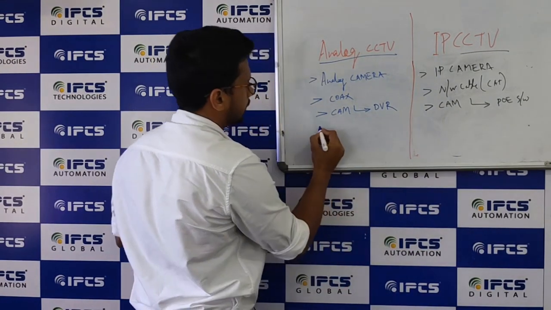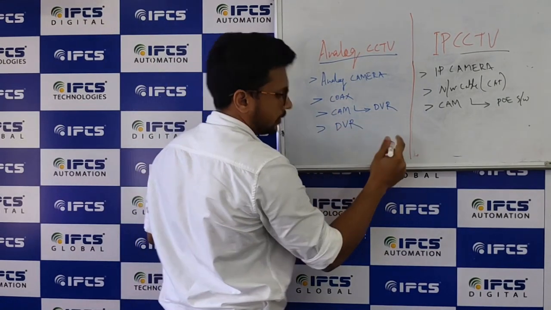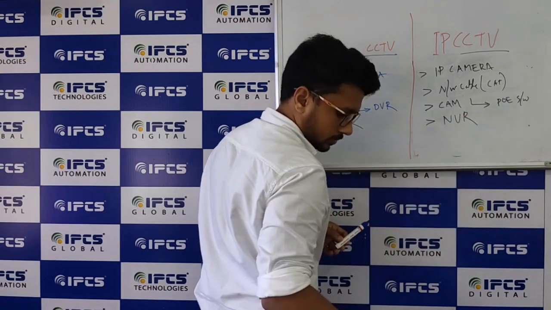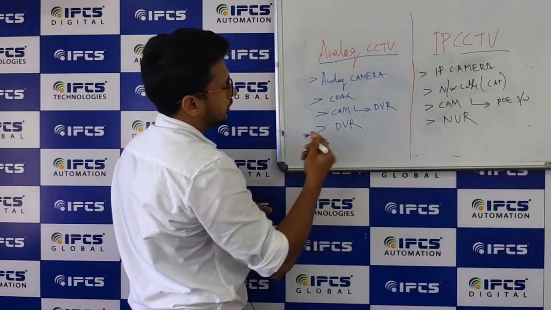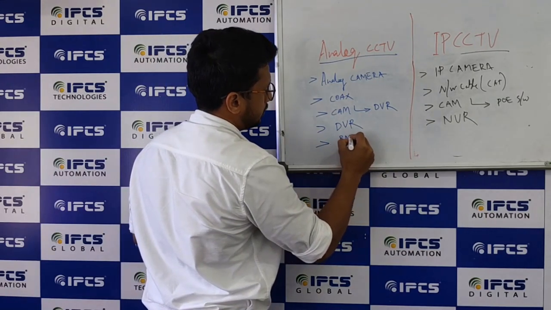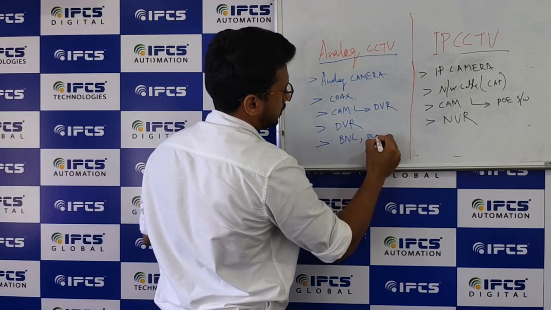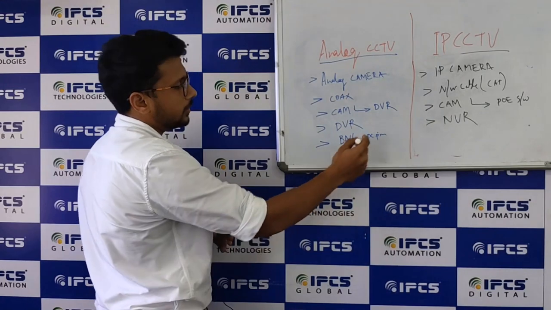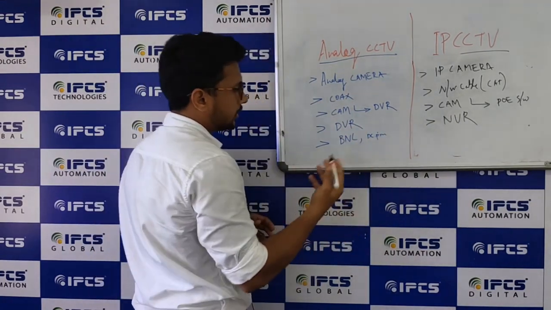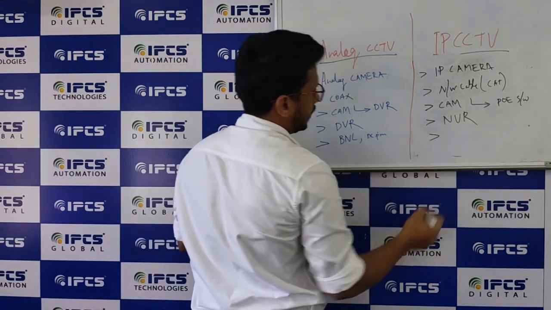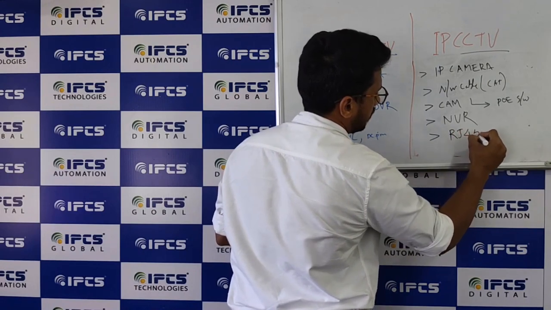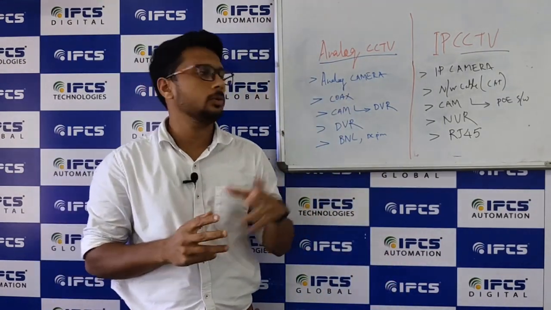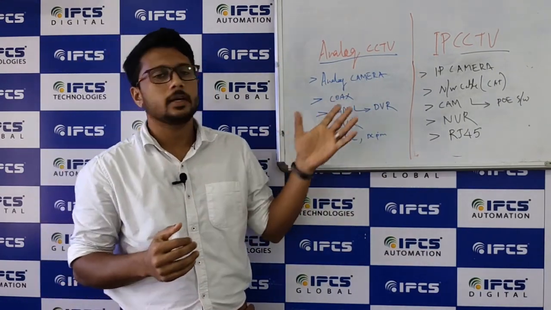Now, here DVRs are used, digital video recorder. Here NVRs are used, network video recorder. Also, here we use BNC connectors and DC pins. Here we need both. You need to power up the camera by means of the DC pin, and the video signals are terminated by means of BNC. Here instead we use an RJ45 plug. Totally cool. So this is the components difference between analog and IP.